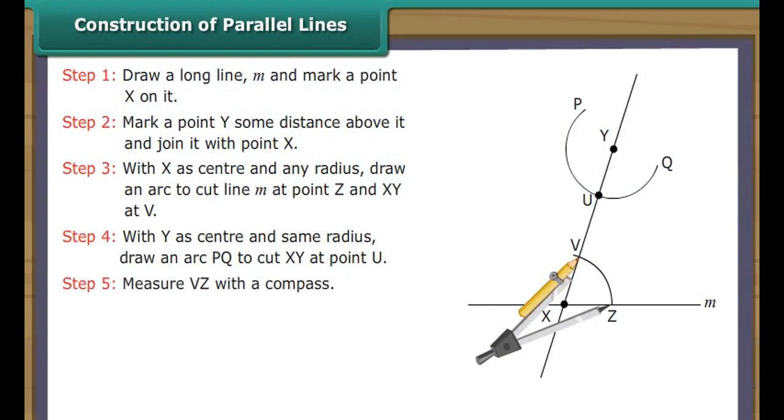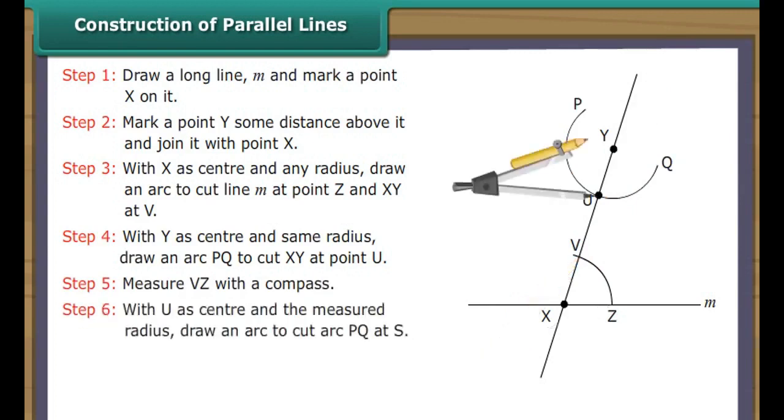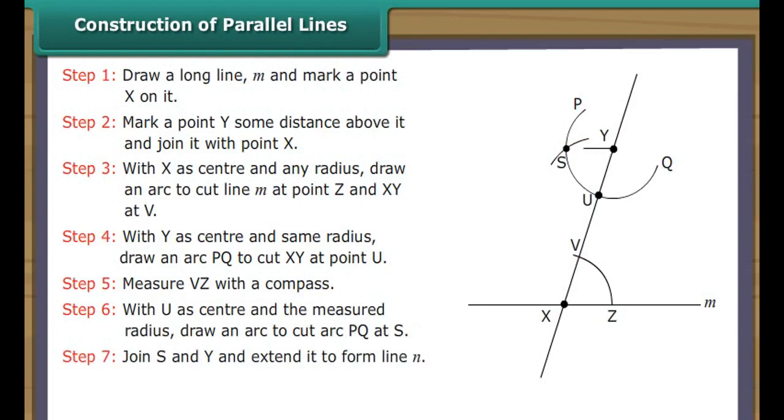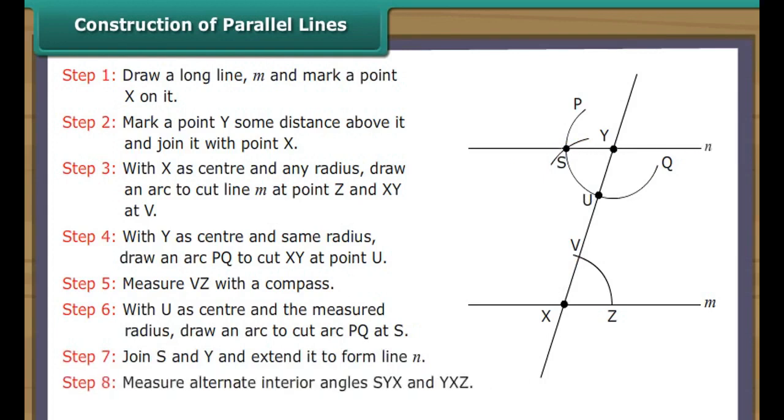Measure VZ with a compass. With U as center and the measured radius, draw an arc to cut arc PQ at S. Join S and Y and extend it to form line N. Measure alternate interior angles SYX and YXZ. Angle SYX is equal to angle YXZ. Therefore, N is parallel to M.